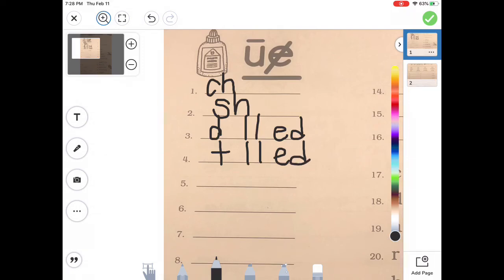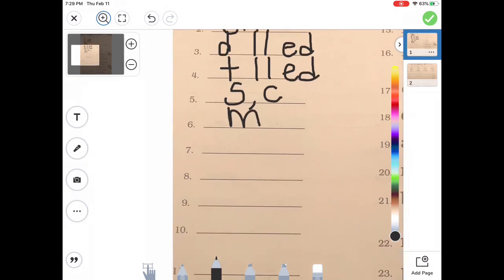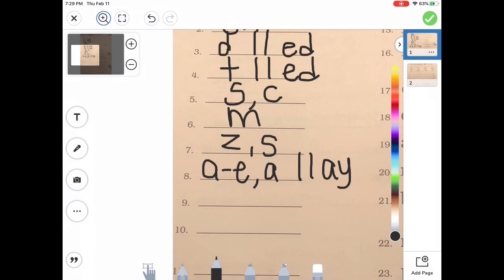All right, what about the S sound? S. Remember, it can be S, comma, C is what we know it is now. What about the M sound? M, perfect. What about the z sound? Z, comma, S. Good job. How about the A sound? A. It can be A, consonant E, A, or final, remember, AY. We can't have that A sound by itself at the end.